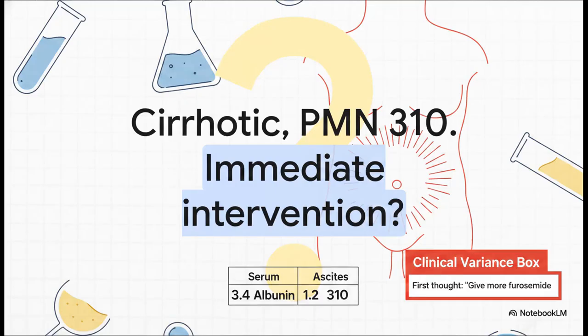All right, picture this scenario. You've got a cirrhotic patient with tense ascites. Serum albumin is 3.4, ascites albumin is 1.2, and the PMN count in the fluid is 310. So what's your immediate intervention? This high acuity situation demands instant fluid analysis over some simple outpatient diuretic adjustment. If your first instinct was just to push more furosemide, we need to recalibrate right now.